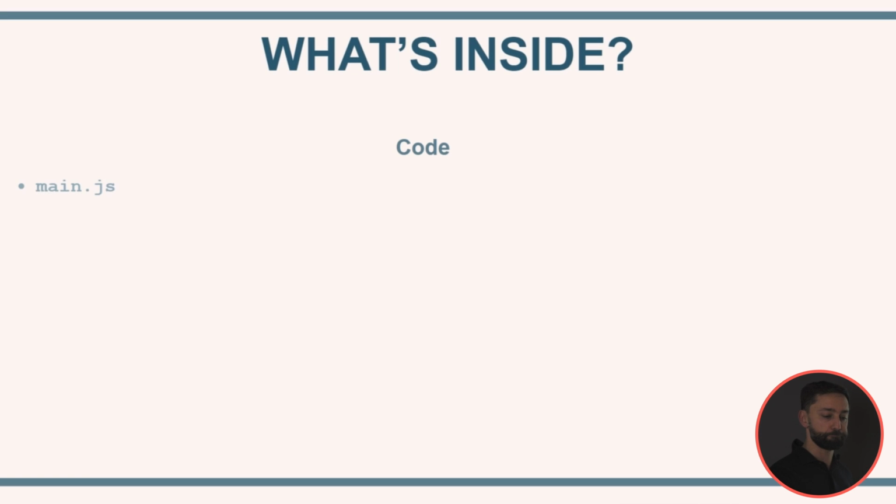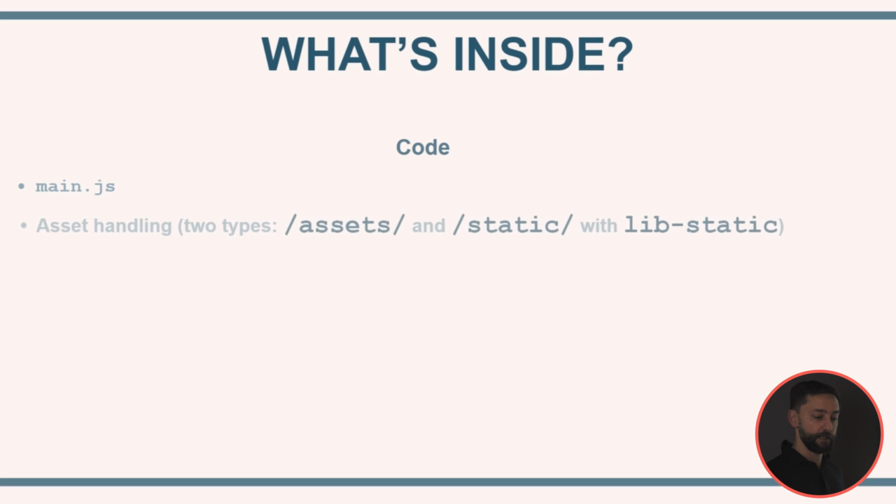Code-wise, main.js, of course, is the main entry point of the site. And we have 2 types of asset handling, and I bet most of you are still using our old way of using the assets folder. And now you want to migrate to the new one, which is using libstatic, because it's more robust and you will basically get better caching of the assets. So the starter has both types.